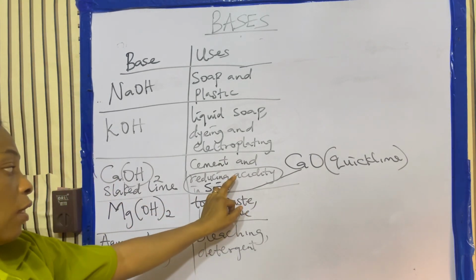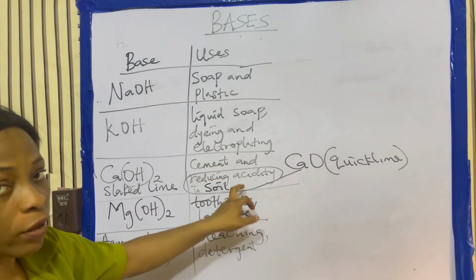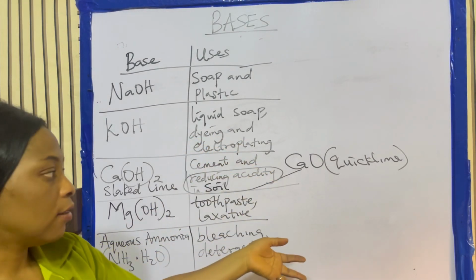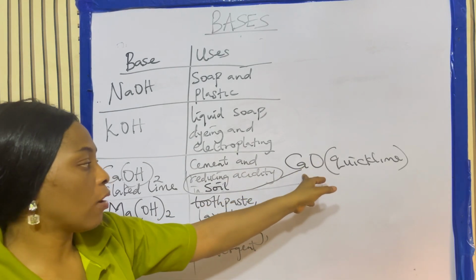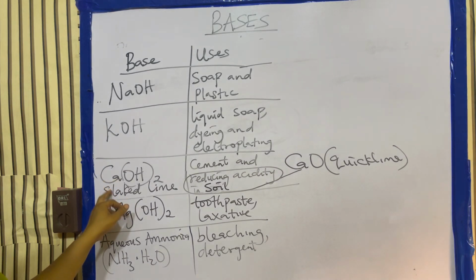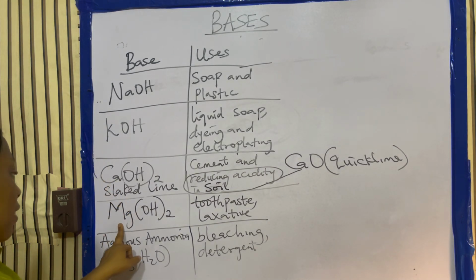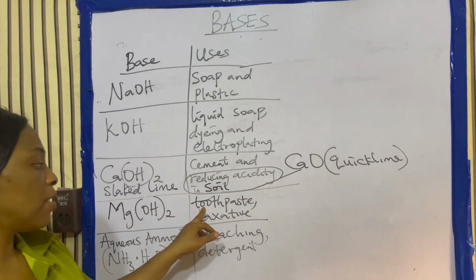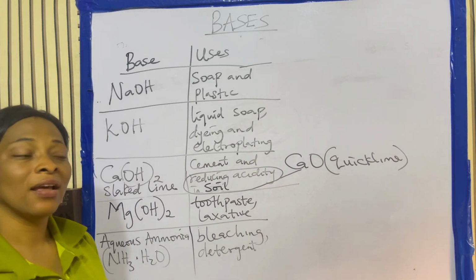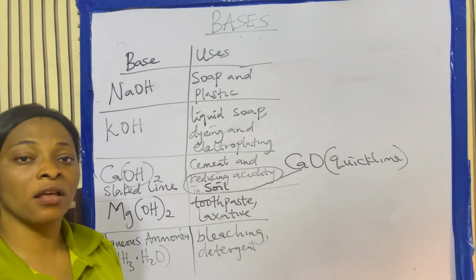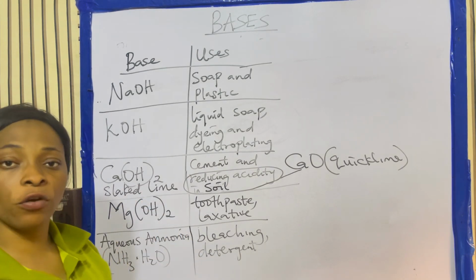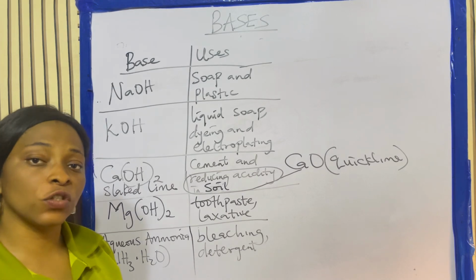And this is a popular examination question. Which of the following is used to reduce the acidity of a soil? Either you use quicklime or calcium oxide, or you use slaked lime or calcium hydroxide. Then you have magnesium hydroxide. It is used in making toothpaste and laxative. What is a laxative? A laxative is a drug you take to evacuate your bowel, to flush out everything in your bowel, and then you keep on going to the toilet.